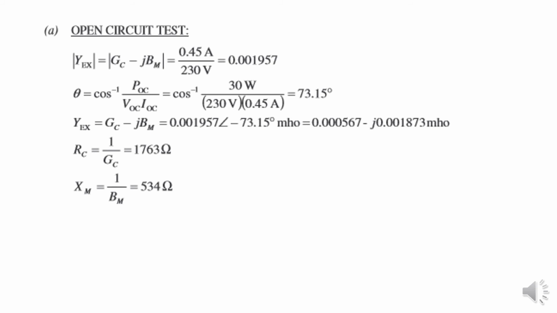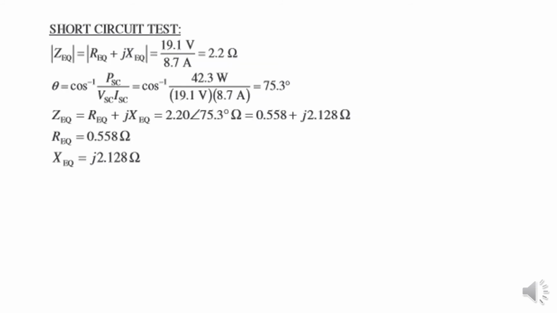1763 ohms, right? Then BM is 0.001873. BM is equal to 1 over XM. Therefore, XM is equal to 534 ohms. Okay. We found the RC value and XM value using the open circuit test. Now we need to find the REQ value and XEQ value, right?